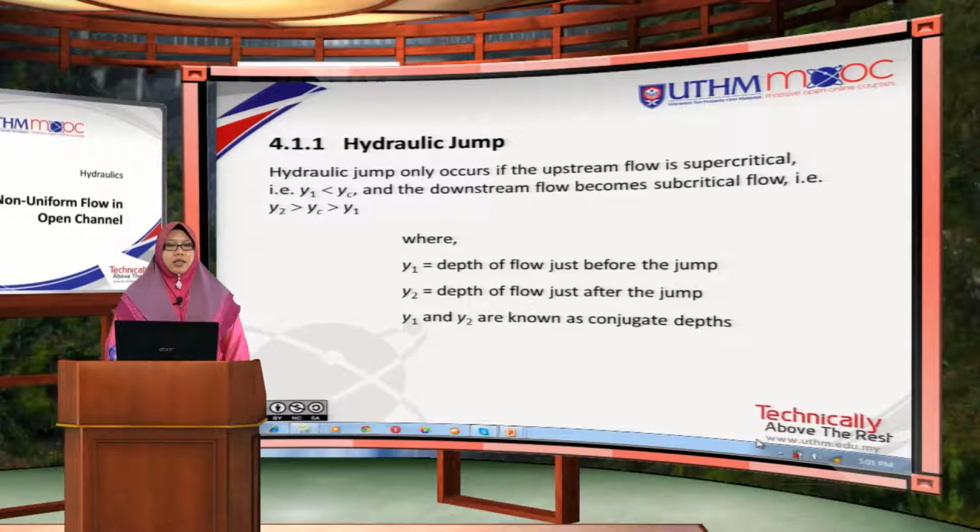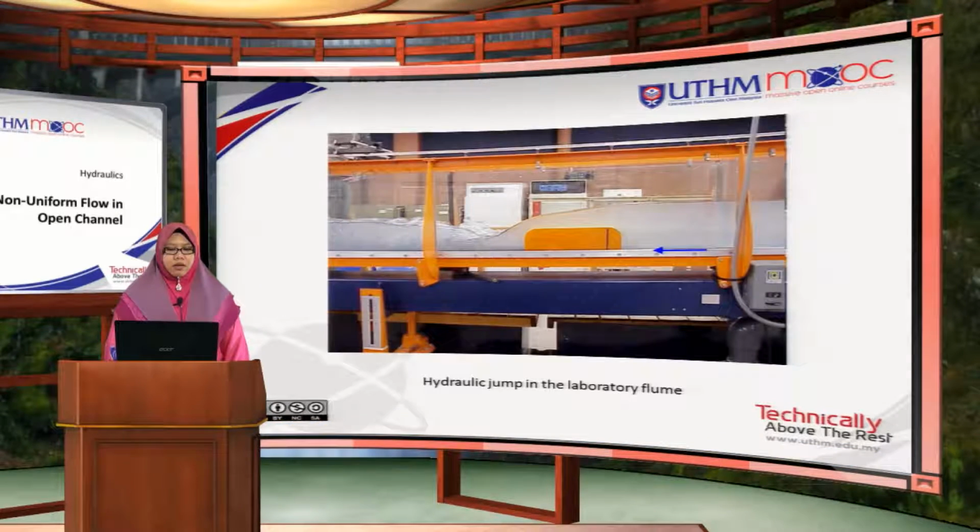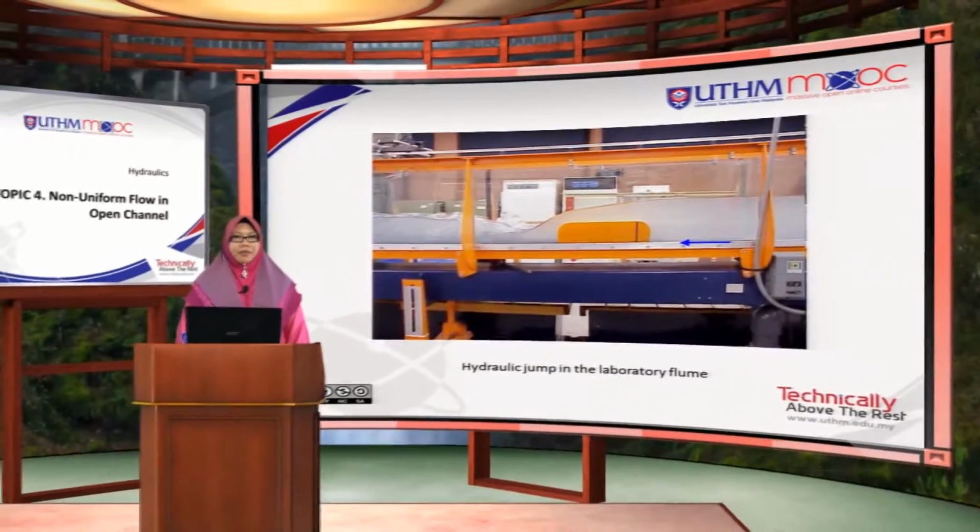Hydraulic jump only occurs if the upstream flow is supercritical, when Y1 is less than YC, and the downstream flow becomes subcritical, when Y2 is more than YC and more than Y1. This figure shows the hydraulic jump in laboratory flow.